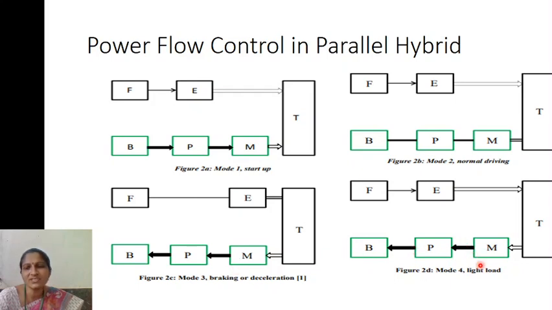And mode 4 is during light load. During light load, the energy from the fuel tank is given to the engine, and the engine will move the vehicle. Apart from that, the energy can also be moved in the reverse direction to store in the battery. This is the parallel hybrid.